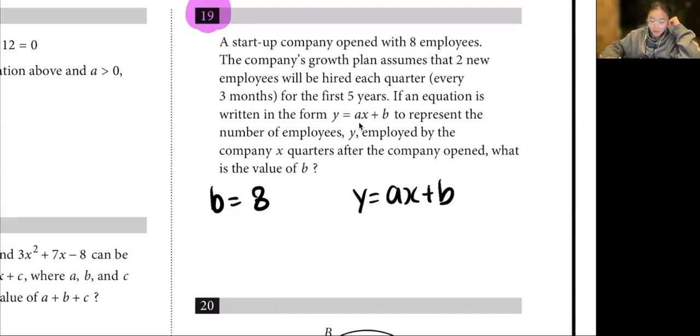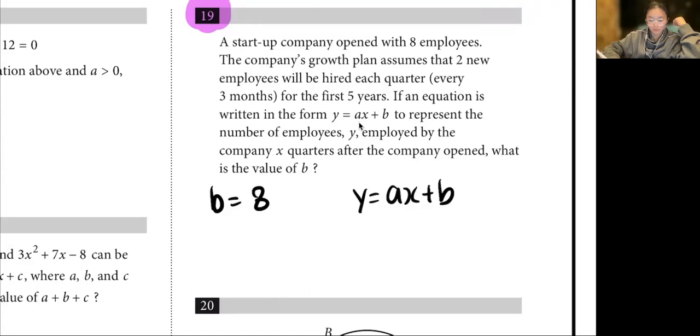In this video, I will be going over practice test number 8, no calculator section question 19. So let's get started. A startup company opened with 8 employees. The company's growth plan assumes that 2 new employees will be hired each quarter, every 3 months, for the first 5 years. If an equation is written in the form y equals ax plus b to represent the number of employees employed by the company x quarters after the company opened, what is the value of b?